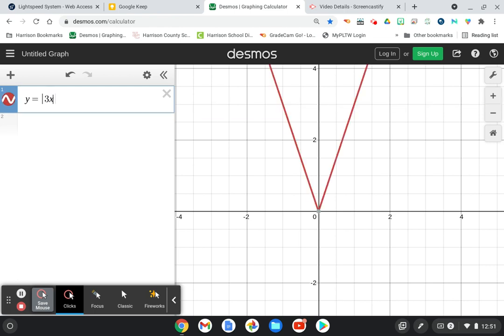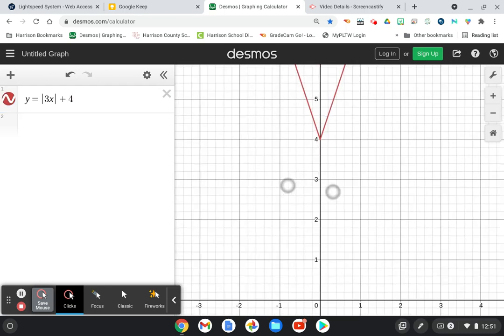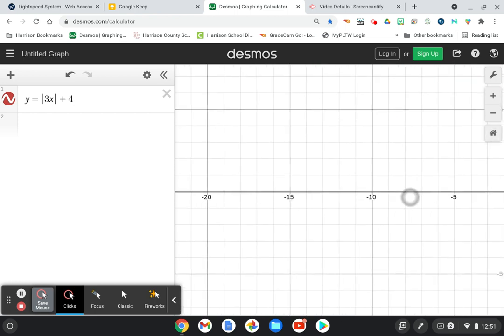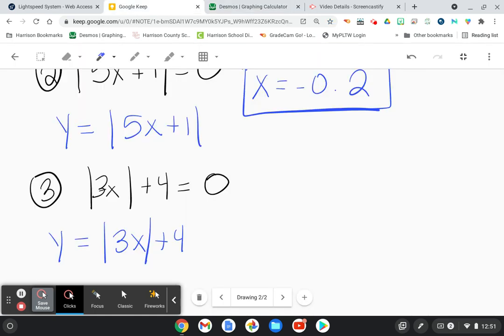Y equals the absolute value of 3x. Then outside of the absolute value, it had plus 4. All right, now I'm going to move my screen a little bit in order to see it there. Or if I hit home, I'll probably be able to see it. All right, so I have a vertex, but I have no x-intercepts. That graph does not cross the x-axis in any way, shape, or form. So what does that mean? That means that we have no solution.